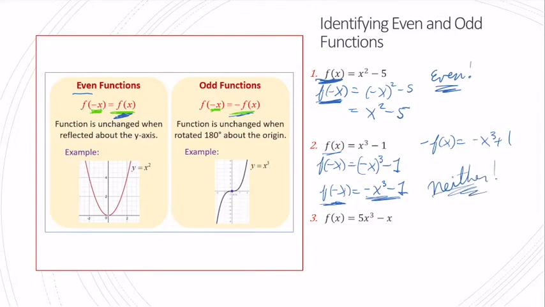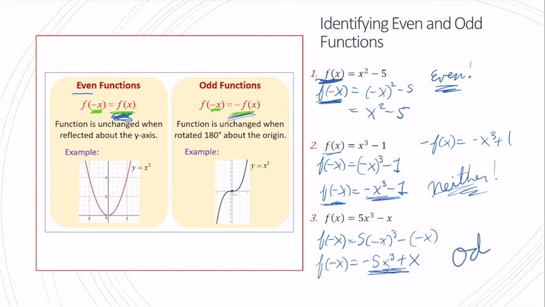Okay, last but not least, I'm going to plug in negative x into 5x cubed minus x. So I get f of negative x equals negative 5x cubed plus x. This is not f of x, so it's not even, but it is the negative of f of x. So this function is odd.